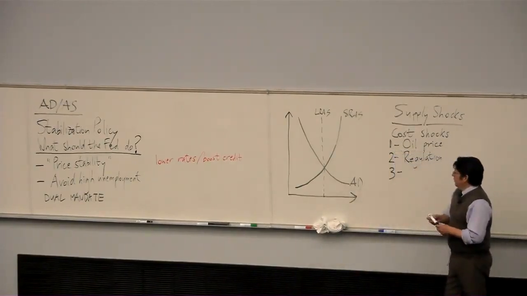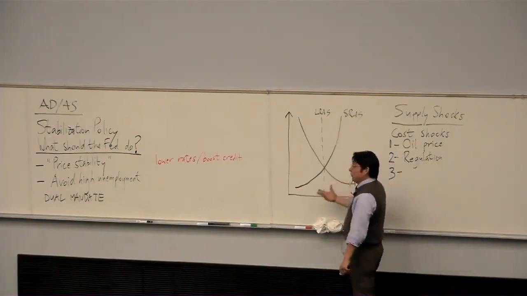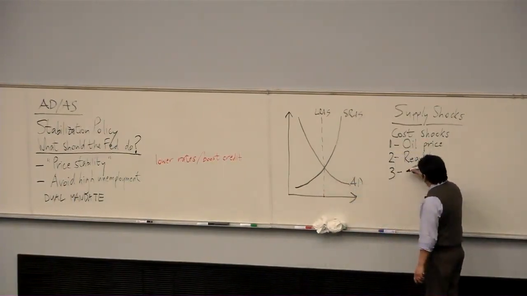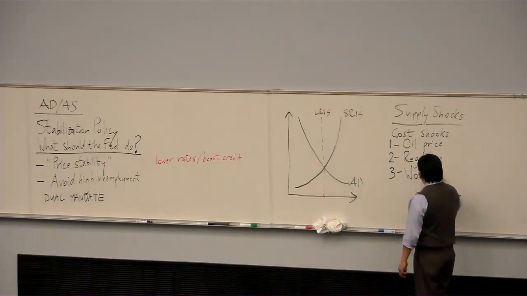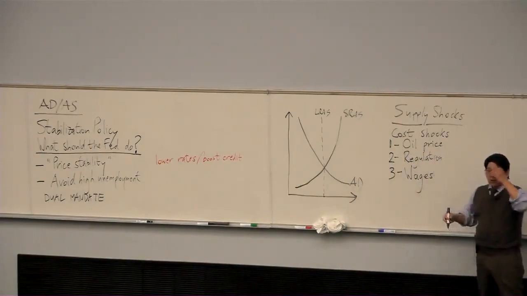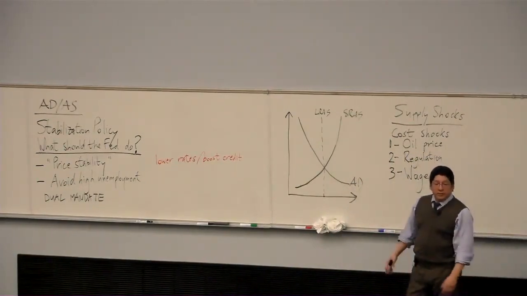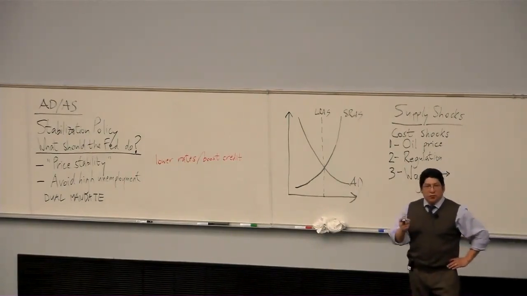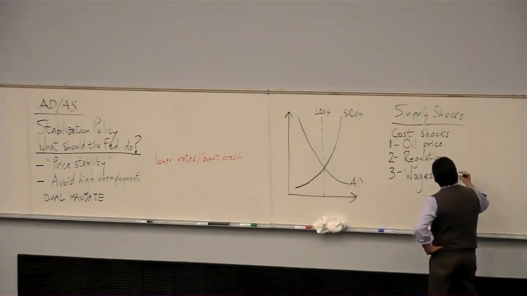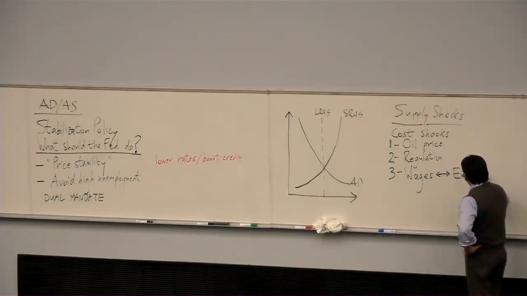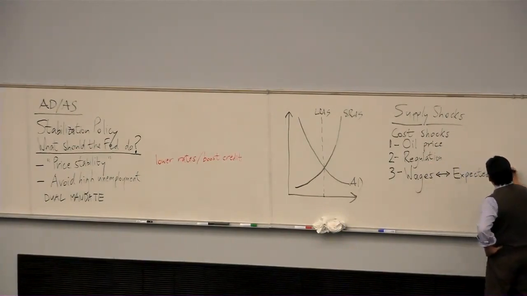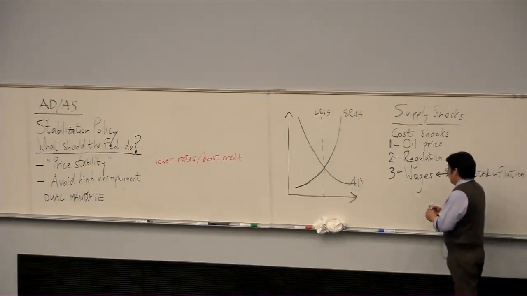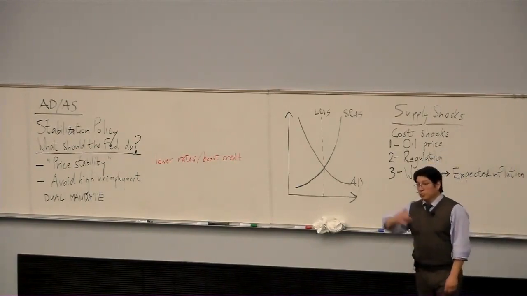Third, we thought about the fact that the most important input price here, the most important determinant of costs, is the cost of labor. So in principle, anything that has a big impact on the cost of labor is going to give you a supply shock. And we spent some time discussing the idea that a key determinant of the cost of labor is this: the forecasts that everyone makes about future inflation.